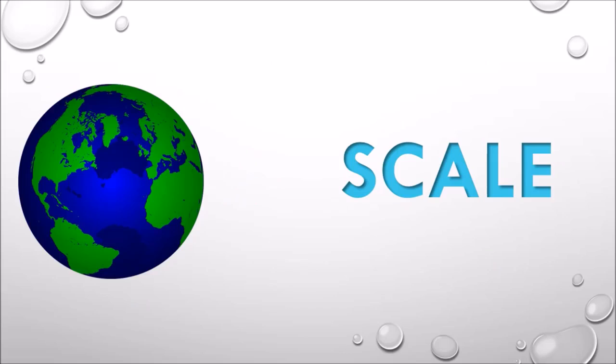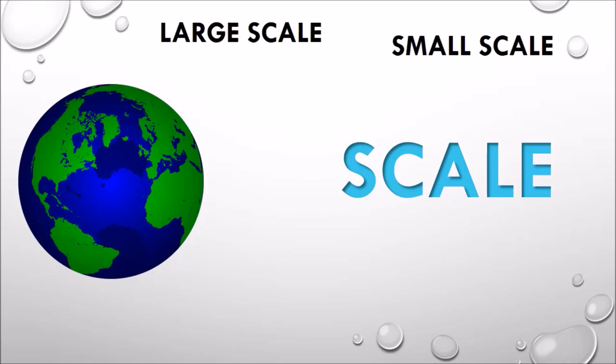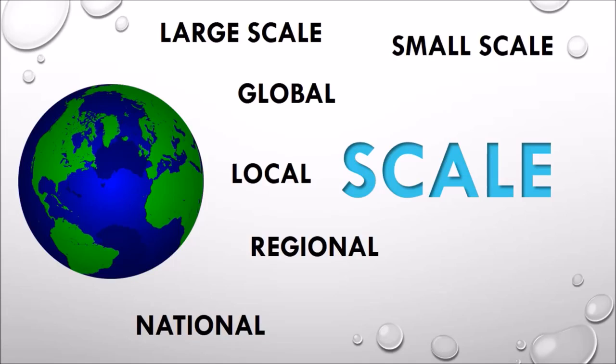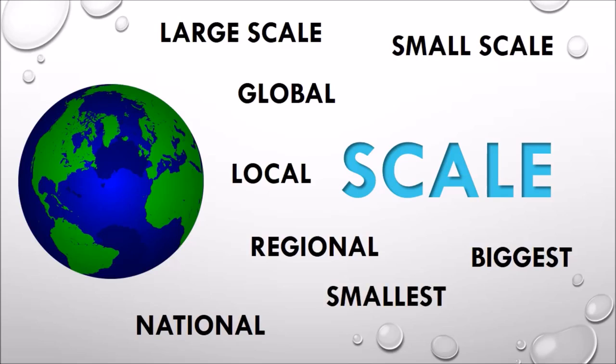Not only time and space, but scale is also important in geography. Small scale, large scale, global, local, regional and national. What is the biggest impact? What is the smallest store of water in the hydrological cycle? And how are people affected on an individual scale?